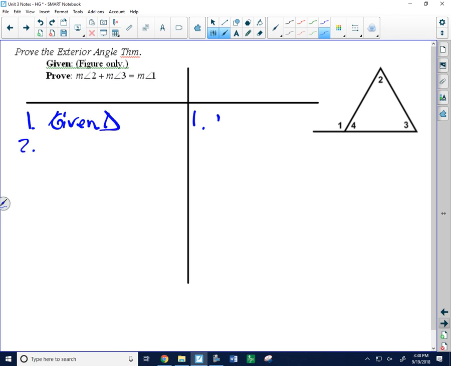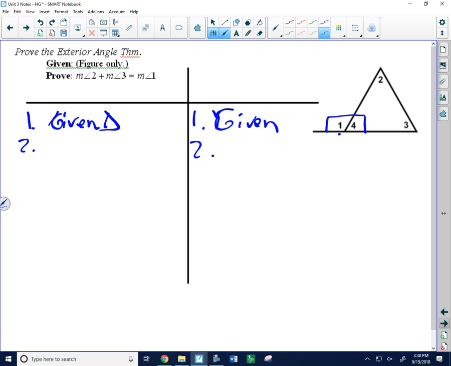Write statements and reasons. Let's see, this is good. I'm going to quickly jump in here. Okay, so two conclusions from the diagram. All we have is the triangle, and then we can figure out how 2 plus 3 is equal to 1. All right, now the exterior angle 1 is equal to the sum of 2 plus 3.